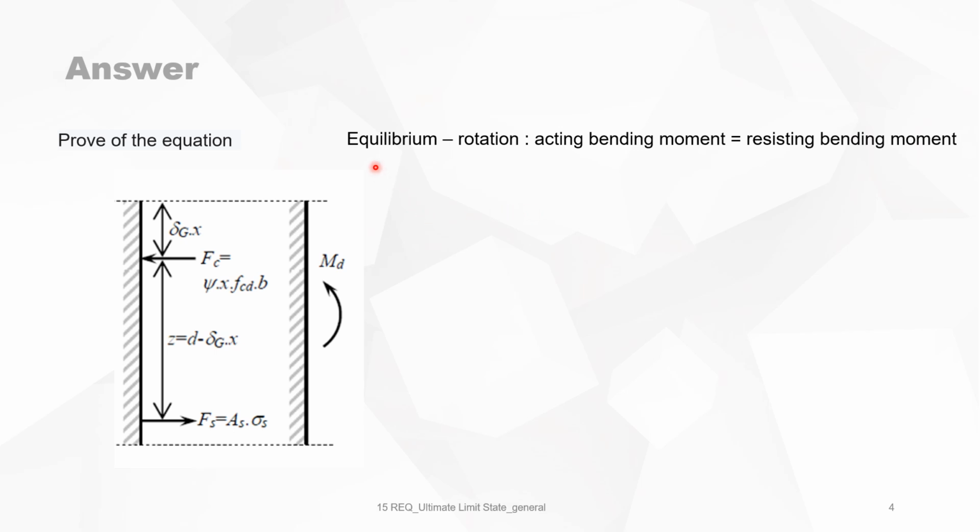Now we look at rotation equilibrium. So the acting bending moment must be equal to the resisting bending moment. The acting bending moment is Md, and the resisting bending moment, taking the bending moment around the tension reinforcement, is Fc times z. You can also take a bending moment around Fc, and you will arrive at the same kind of formula. Fc, we've seen, is a filling factor times x times fcd times b, and z is d minus delta Gx.